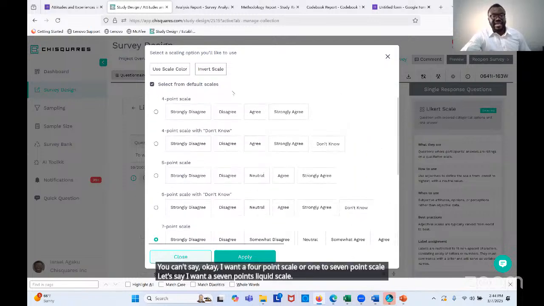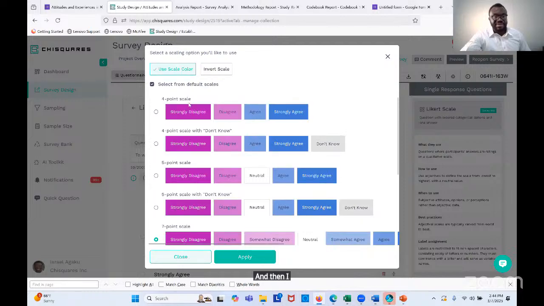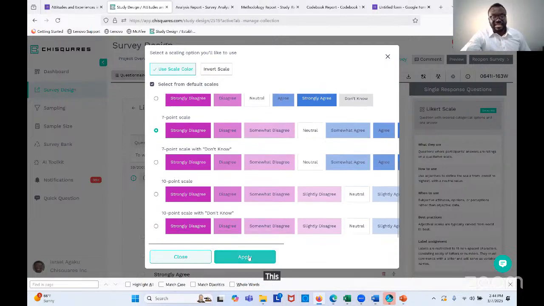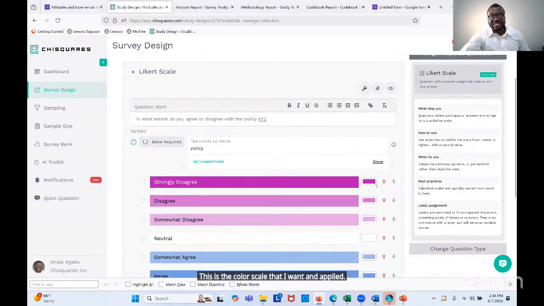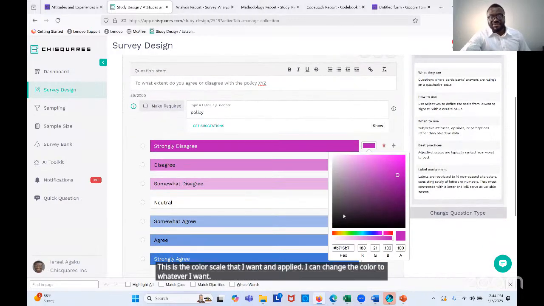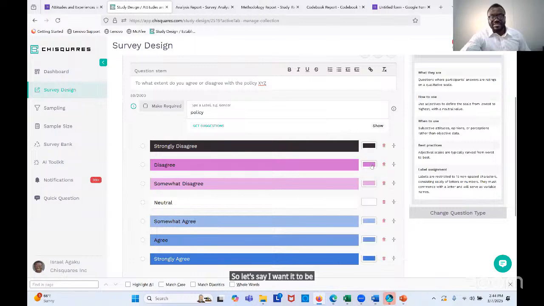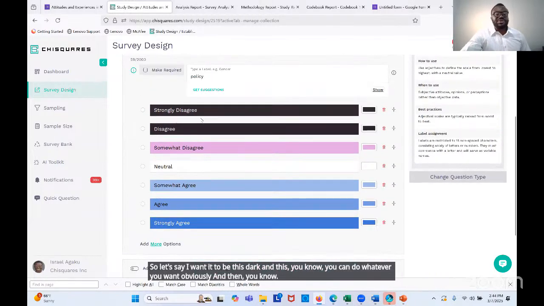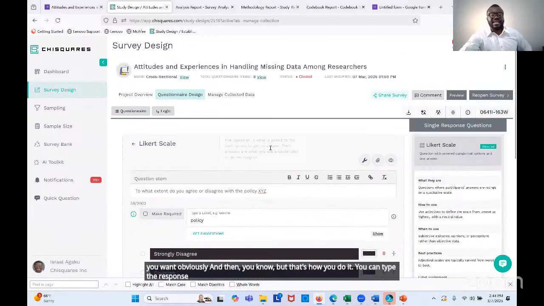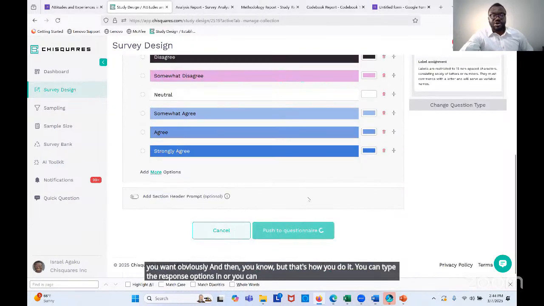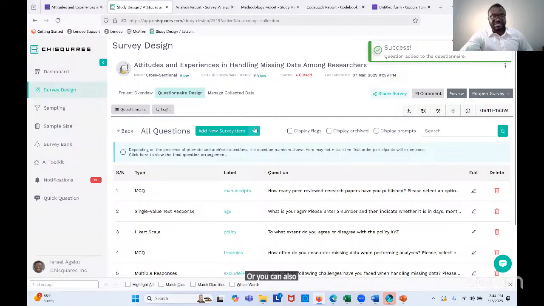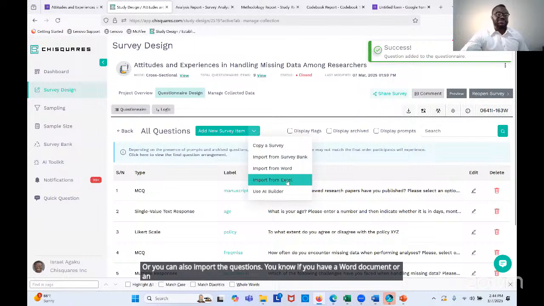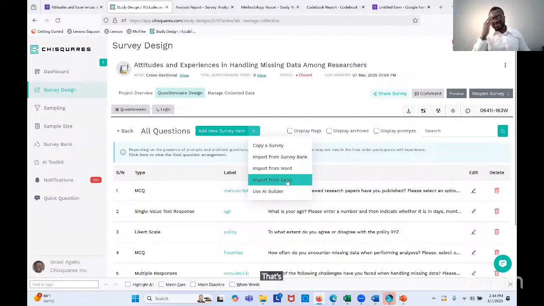And then I want the scale to be in color. So I can say, okay, this is the colored scale that I want and apply it. I can change the color to whatever I want. So let's say I want it to be this dark and this, you can do whatever you want, obviously. But that's how you do it. You can type the response options in, or you can also import the questions. If you have a Word document or an Excel document, you can also import it. That's how you create the questions.